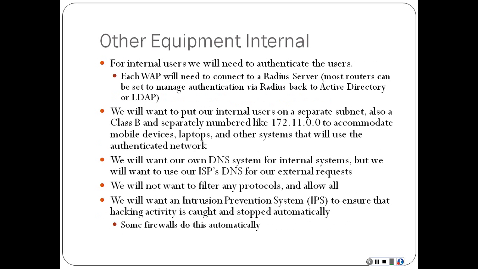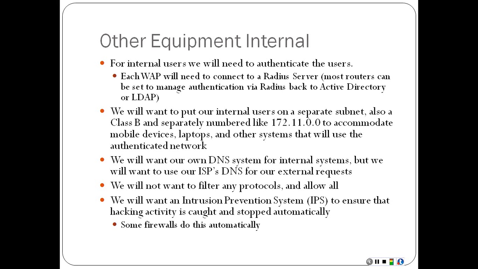And then for our internal users, we need to authenticate them. So we want to make sure that they connect back to a Radius server that then ties back to Active Directory, or if we're on a Unix system that we're using LDAP, Lightweight Directory Access Protocol. Right? So we want to make sure there's some way to authenticate someone by a username and password. So we'll put our users on a separate subnet. I'm going to choose 172.11 for this so that we have a much bigger network so we can accommodate mobile devices and other things that people will bring along.